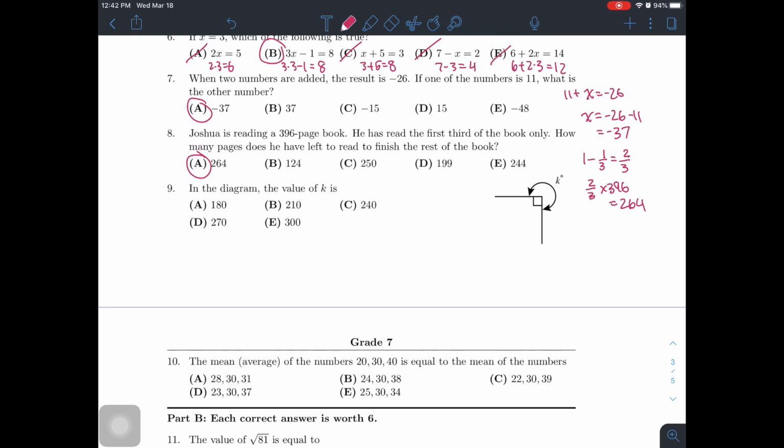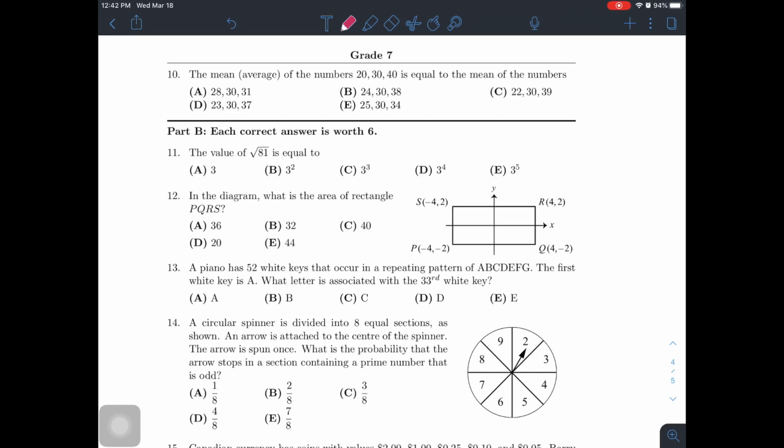Number 9. In the diagram, the value of K is, so we know that a circle has 360 degrees, and this right angle is 90 degrees. So if you subtract 90 degrees, you get 270 degrees. Therefore, the answer is D.